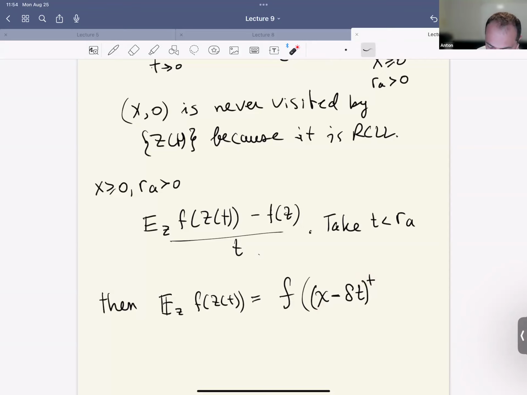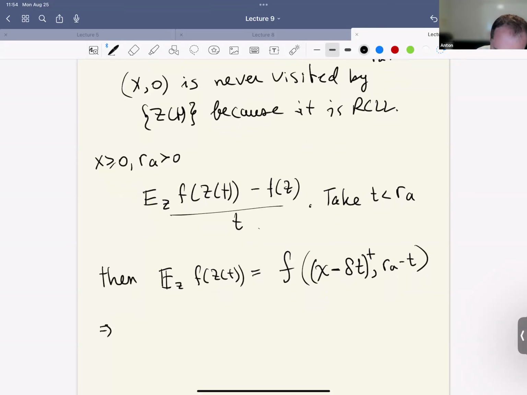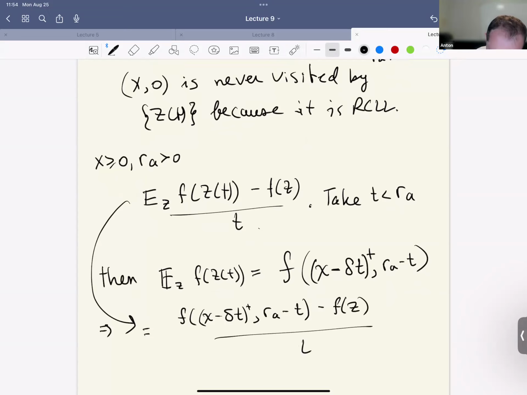For simplicity, if this is your first time seeing this, you can imagine that x is strictly positive, in which case for t small enough, this part will not be negative. And then we have residual arrival minus t. Therefore, coming back to the generator, this is f of x minus delta t plus residual arrival minus t, minus f of z, over t.